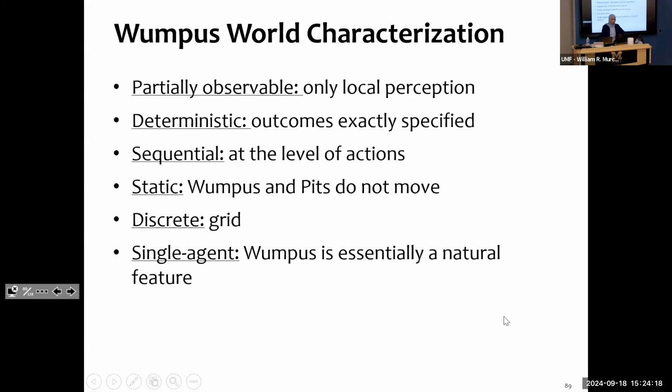The Wumpus and pits are static, they are not going to move. The opposite of static is dynamic, and this may be in a more advanced level or version of this game, where the Wumpus, for example, moves to a different room at each time slot. We are not considering that, so it's static. And then it's discrete because we have the exact finite grid in this case, and it's a single agent, meaning the Wumpus is essentially a natural feature. We only have one agent.